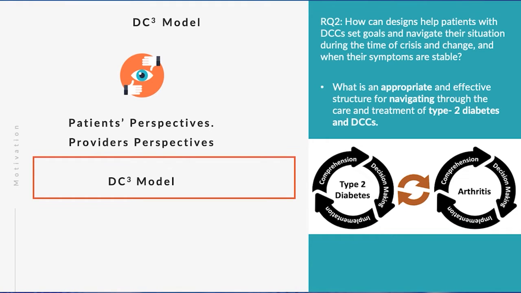We then came up with another set of research questions that we navigated. How can design help patients with DCCs set goals, navigate their situation during time of crisis, during time of change, and when their symptoms are stable? Most particularly, what is an appropriate and effective structure for navigating through the care and treatment of type 2 diabetes and DCCs? Through the exploration of these questions, we were able to propose a conceptual care model, which is a DCC model. This model suggests tools to support patients with DCCs in every stage of their care management.